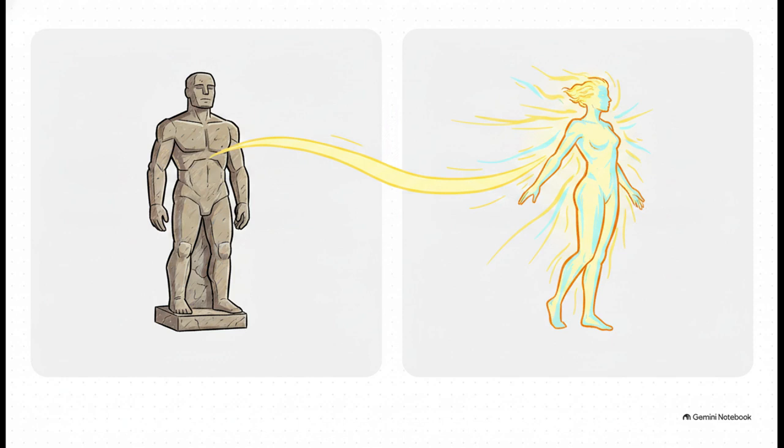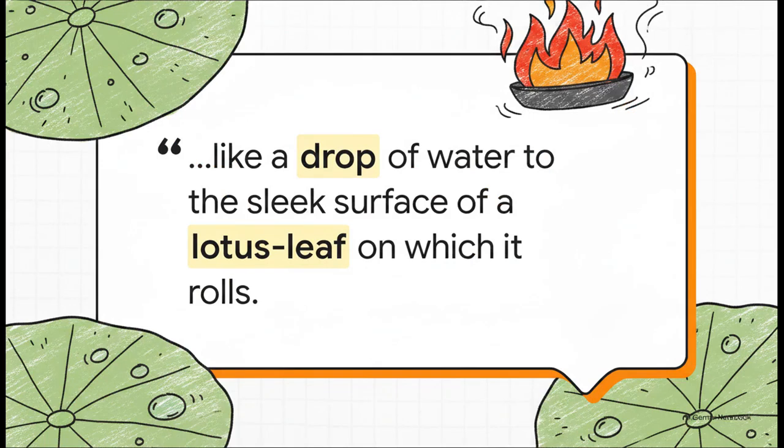Even though it gets disguised by the physical body and its 11 allotropous conditions, the eternal spirit is the only thing making that inert matter come alive. But you might be wondering, how do they interact without the pure spirit getting totally corrupted by a messy physical body? Well, the text gives us this absolutely stunning visual metaphor. It says the divine spirit is related to the body in the same way as a drop of water to the sleek surface of a lotus leaf on which it rolls.